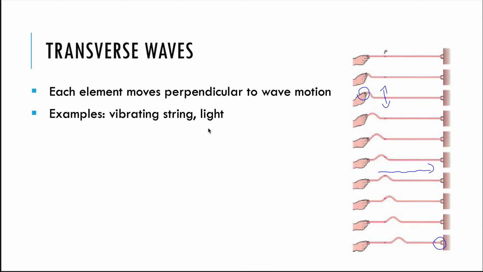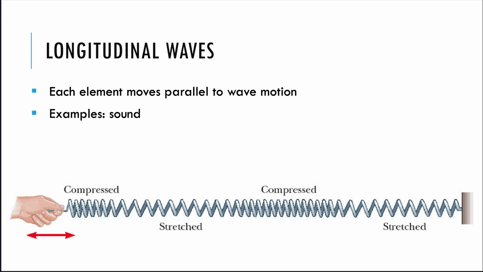Another good example of a transverse wave is light, which we will discuss in Physics 2. The other type of wave is a longitudinal wave. In this type of wave, each element of the medium is moving parallel to the wave motion. Think about a slinky. If you compress it and stretch it, you will see that pulse moving through the slinky. But the elements of the medium themselves, of this metal slinky here, they're just moving left and right. But then you will see the pulse traveling through the whole slinky. A great example of a longitudinal wave is a sound wave, which we will be talking about in this chapter.